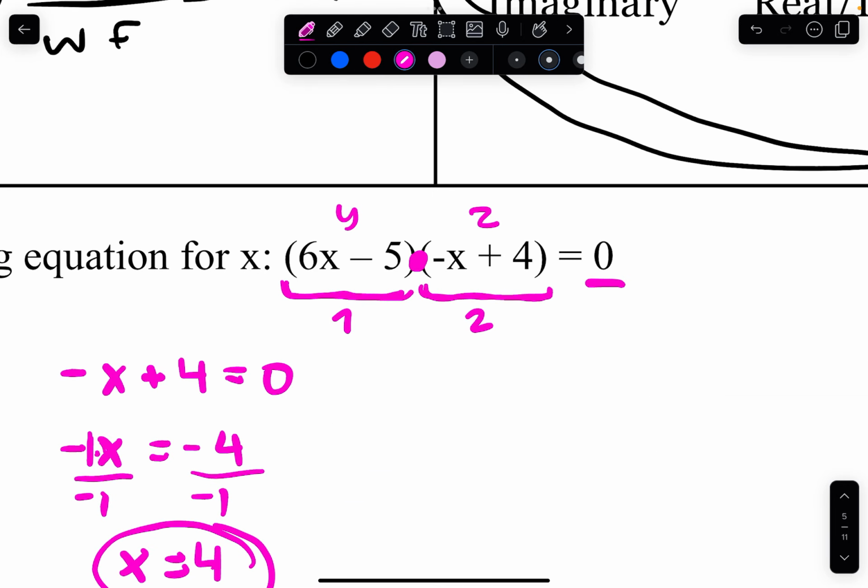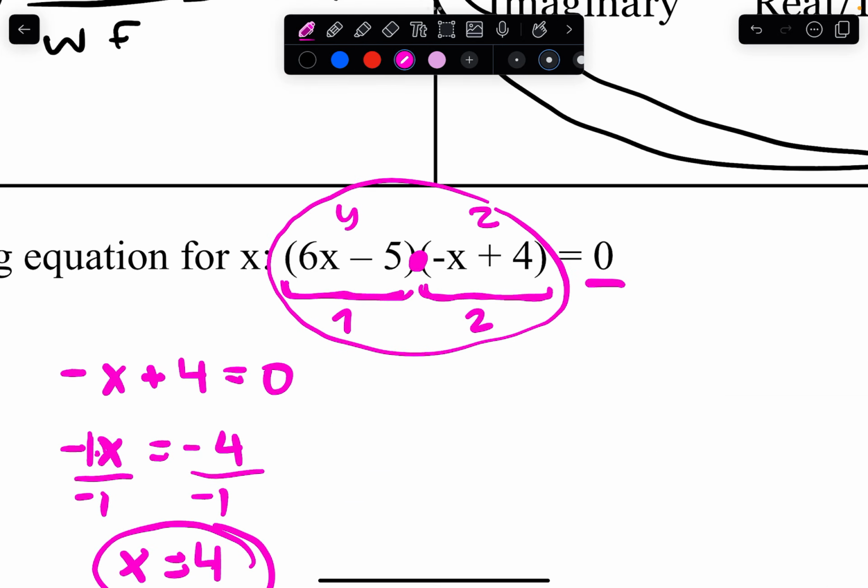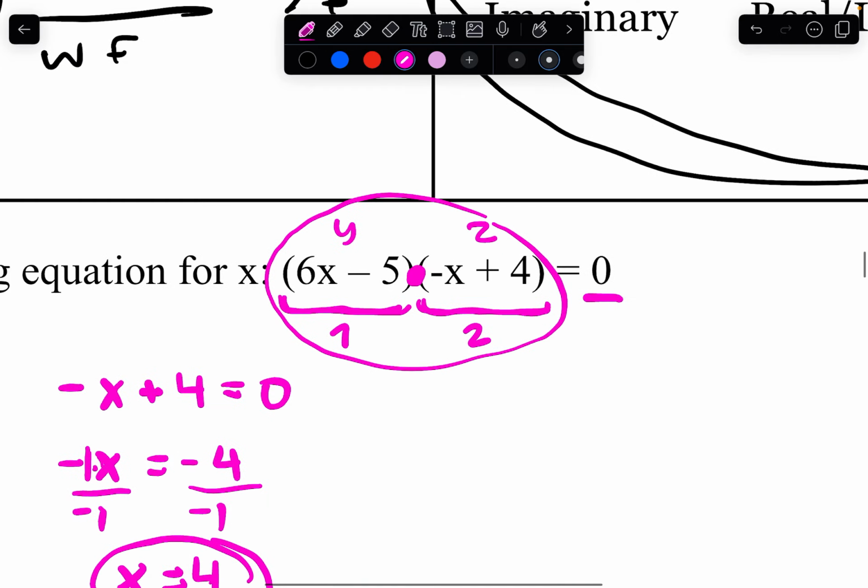Also, those of you who were multiplying these two binomials together just to factor them, that was crazy. Don't do that.